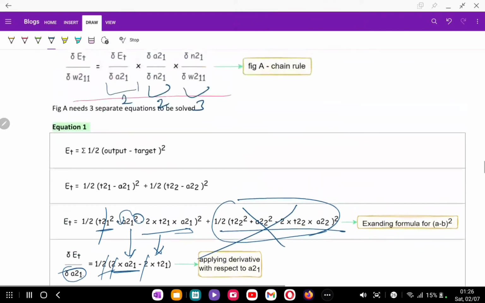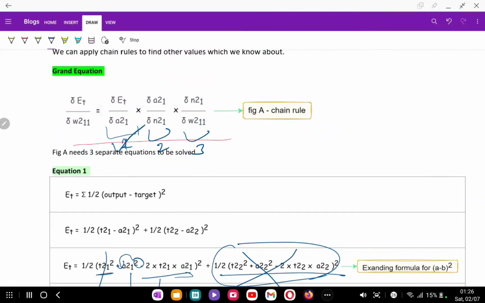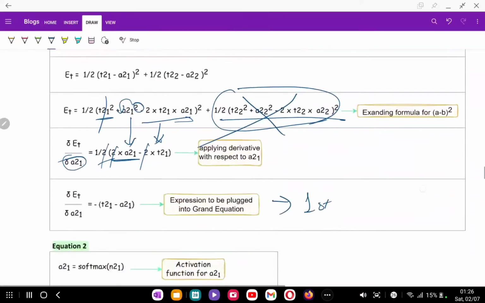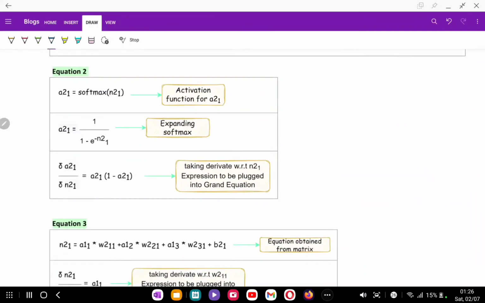So we have obtained our first value. Let's take it out. Now about the second value, A21 with respect to N21. What is A21? It's just the activation of N21. The sigmoid equation can also be written as 1 upon 1 plus e to the power minus N21, whatever the value is here. If we take the partial derivative with respect to N21, this is what we get. Your second equation is also fulfilled.